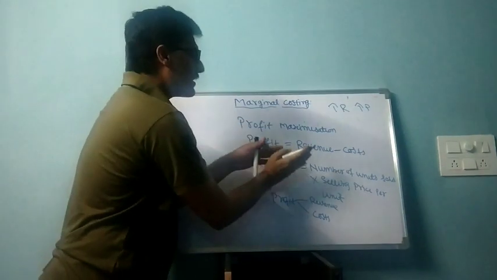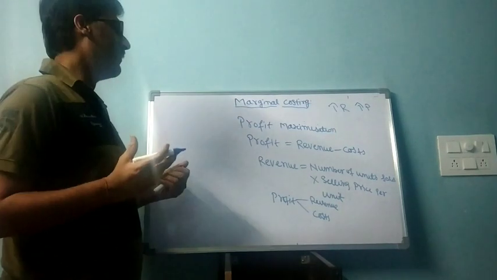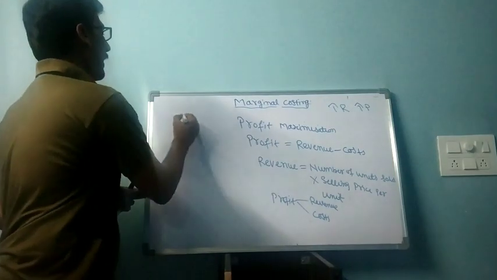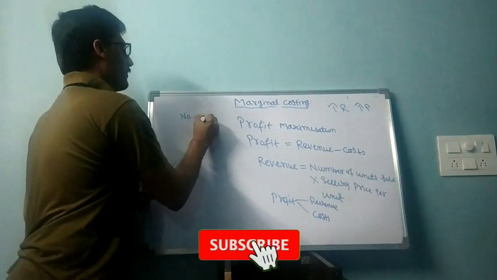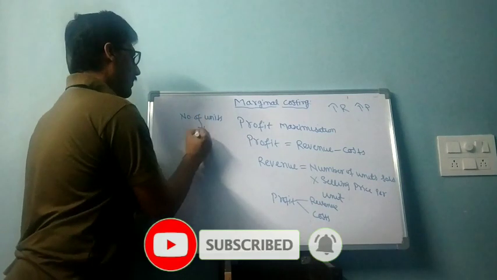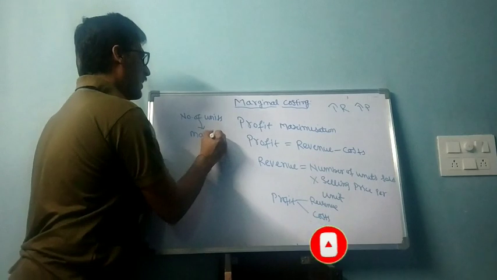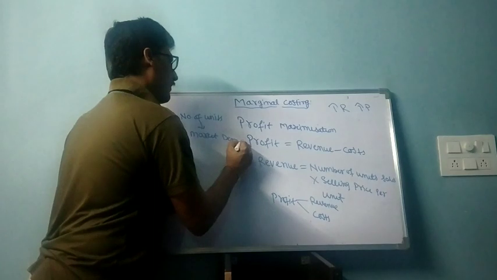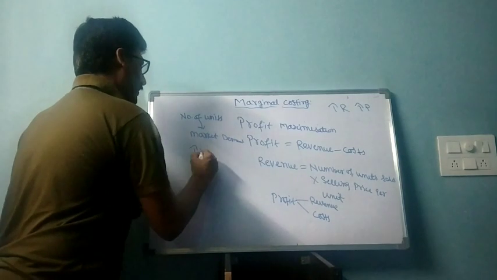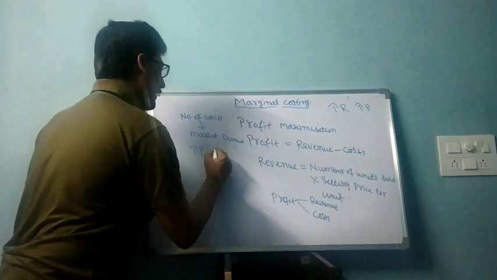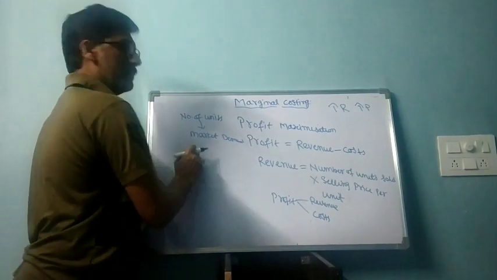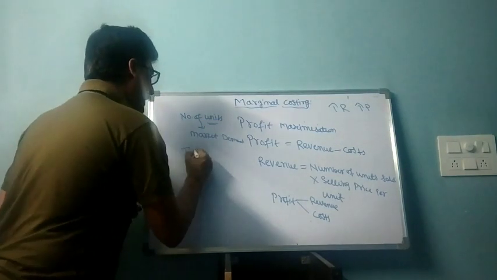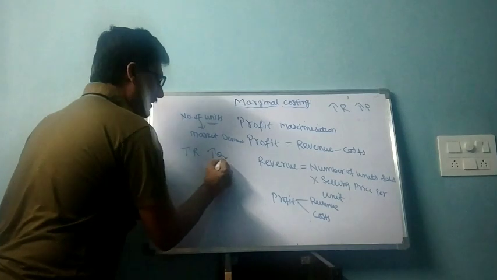The business cannot sell more number of units. Why the business cannot sell more number of units? Because the number of units depends upon market demand. Based on market demand only, we should sell our production. So profit cannot be increased because we cannot sell more number of units. Right? Now, what is the other way of increasing the revenue? Revenue increases if you sell more number of units, but this is not possible.